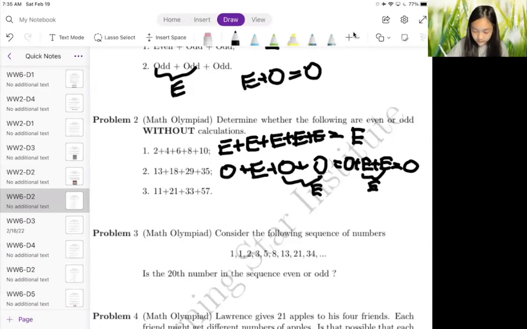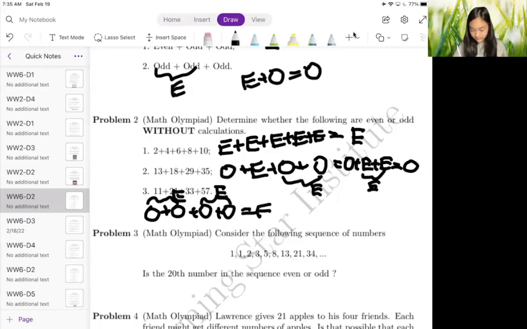Number 3, 11 plus 21 plus 33 plus 57. So 11 is odd, 21 is also odd, 33 is also odd, and 57 is odd. So these two odds added together is an even. These two odds added together is even, and even plus even equals an even. So you should have even, odd, and even.